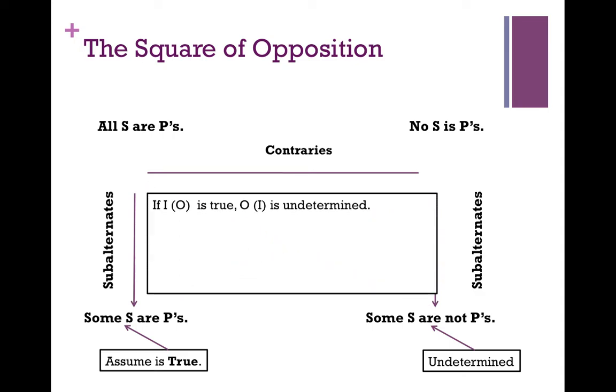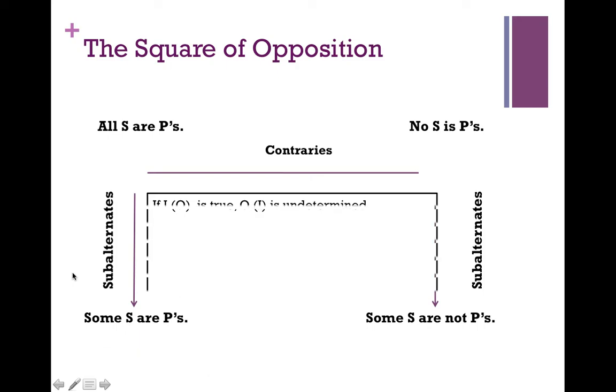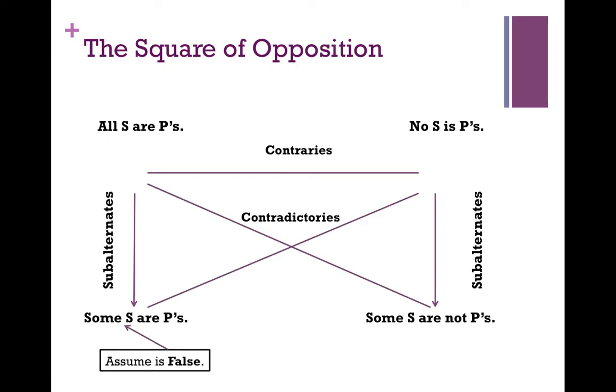And the same is going to apply if we go in the opposite direction here. If the O form proposition is true, then I is undetermined. Okay, so let's ask one final question.